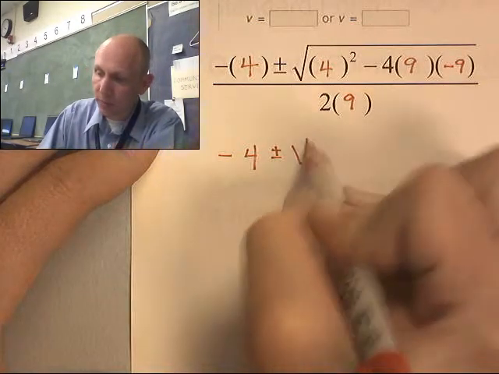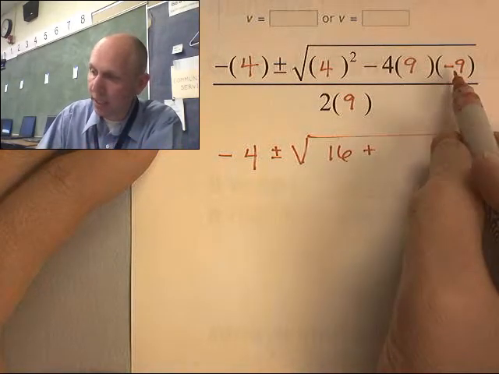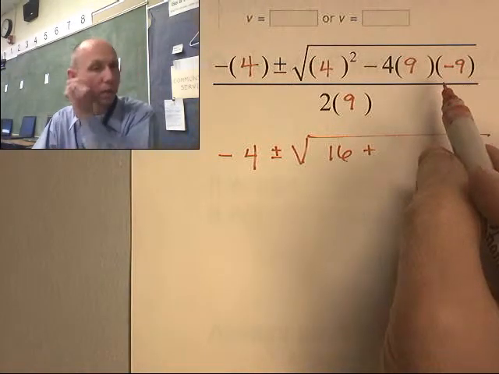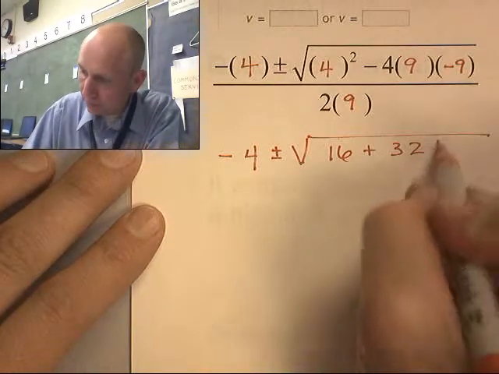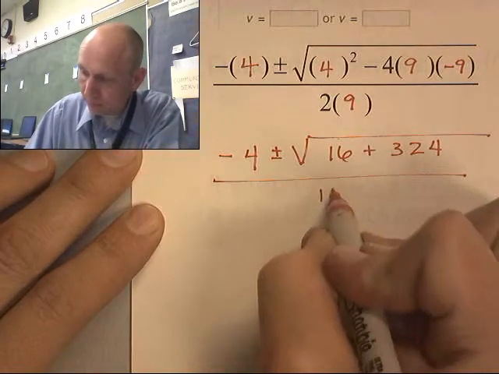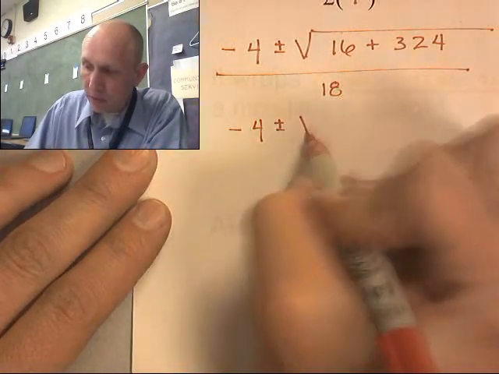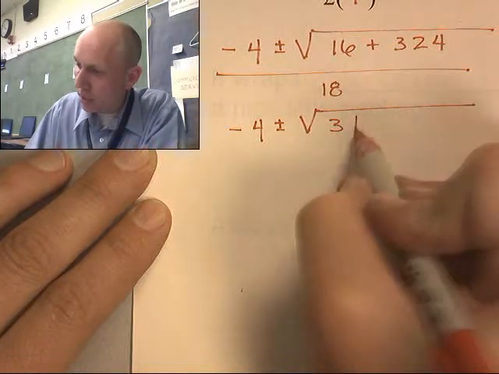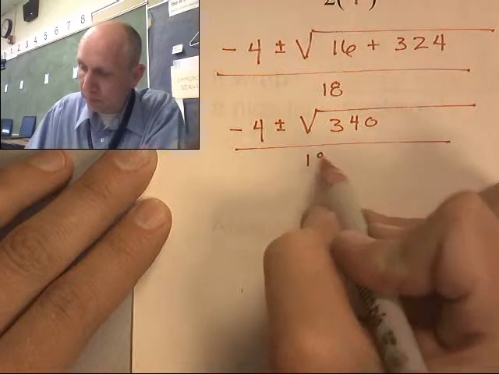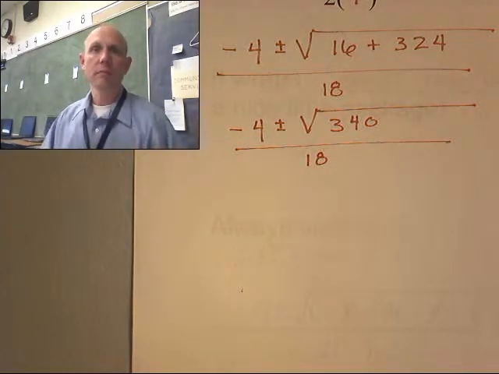Negative 4 plus or minus the square root of 16. It's going to be a positive because it's not a negative times a negative. It's 81 times 4. 81 times 4, 324. Over 18. Negative 4 plus or minus the square root of 340. Is that right? Yes.